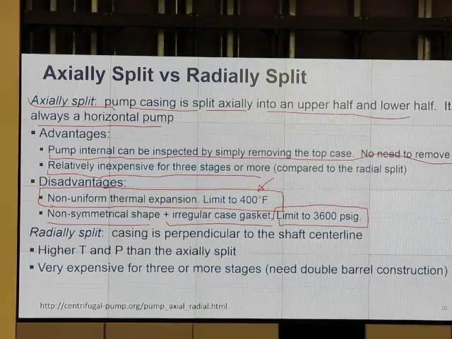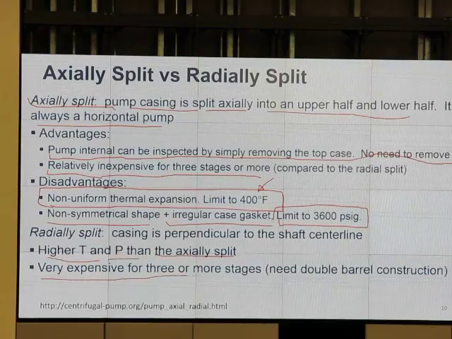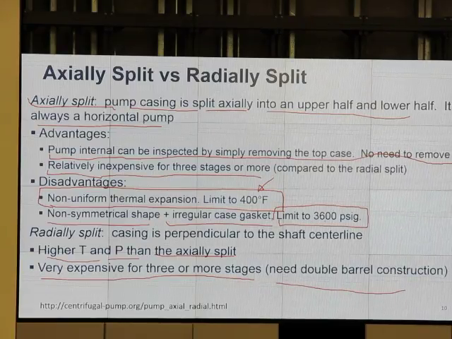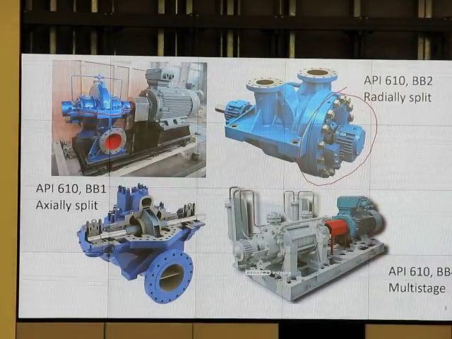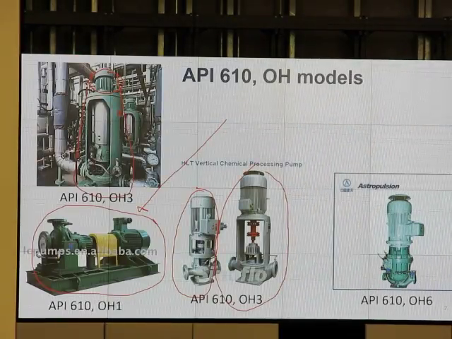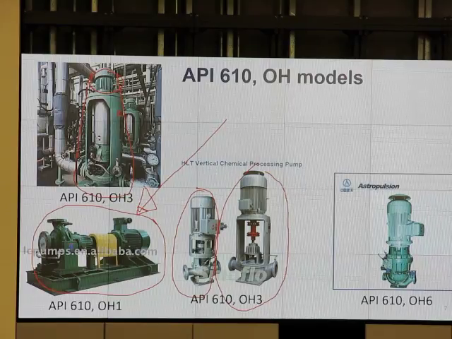Radially split casing is perpendicular to the shaft center line, with higher temperature and pressure than axially split. Very expensive for 3 or more stages. Okay, need double bearing construction or something. So if we need more stages and we want it cheap, maybe we need axially split. What you will see on the lab unit, it's just like that. Okay, it's just a centrifugal pump like that.